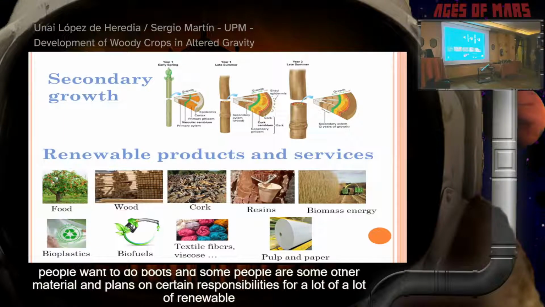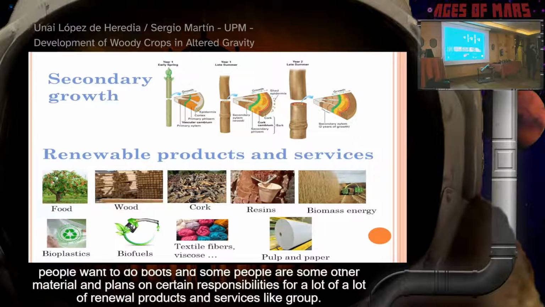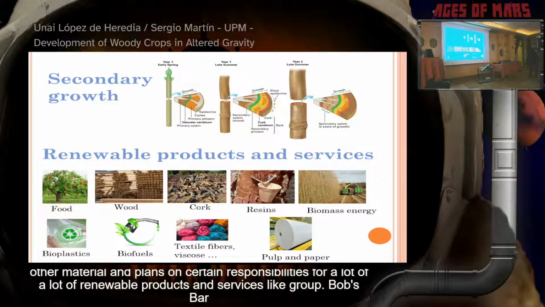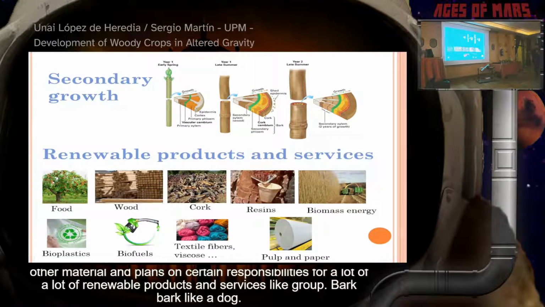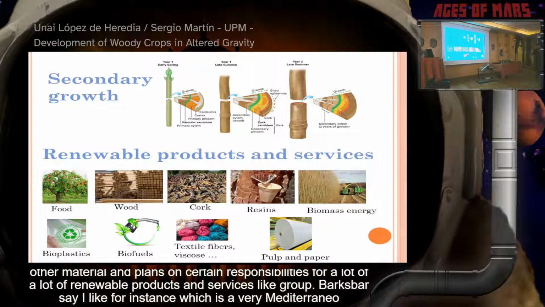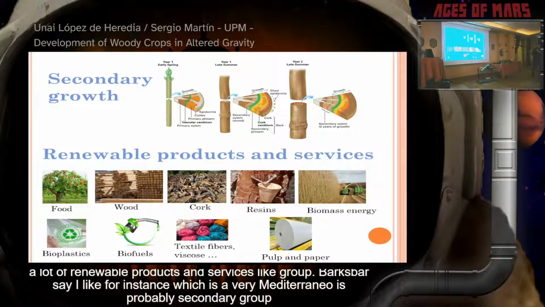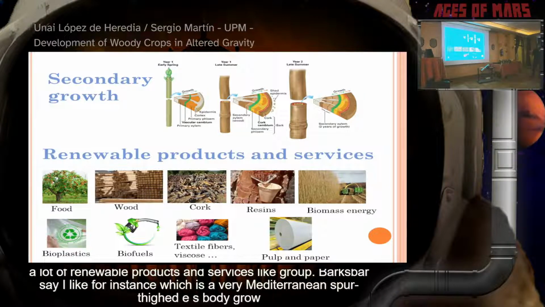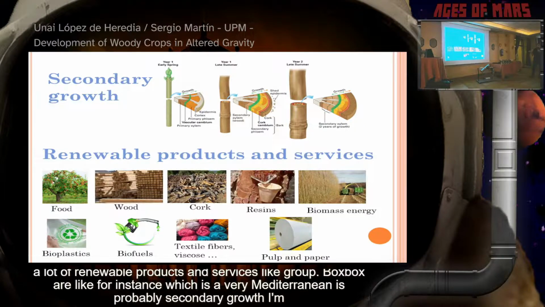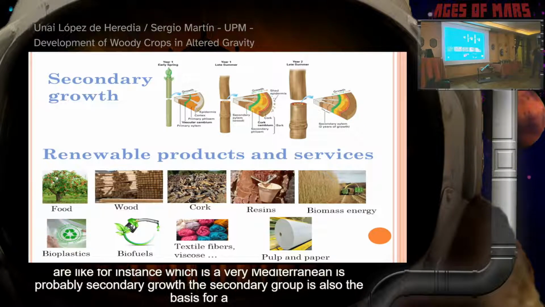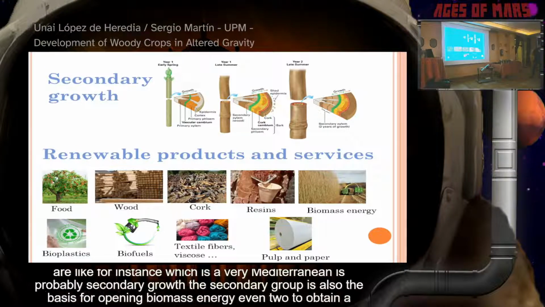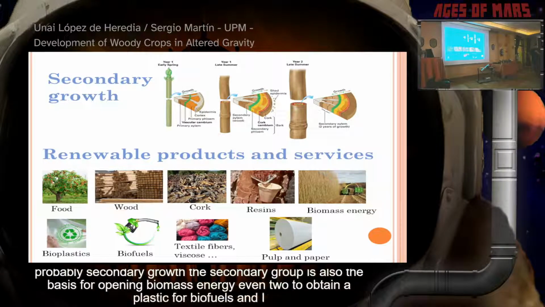Plants and secondary growth are responsible for a lot of renewable products and services, like wood, which I have talked about, and barks like cork, which is a very Mediterranean product, produced by this secondary growth. We could also obtain some resins, and this secondary growth is also the basis for obtaining biomass energy, even bioplastics or biofuels, and also textile fibers or viscose, for instance.